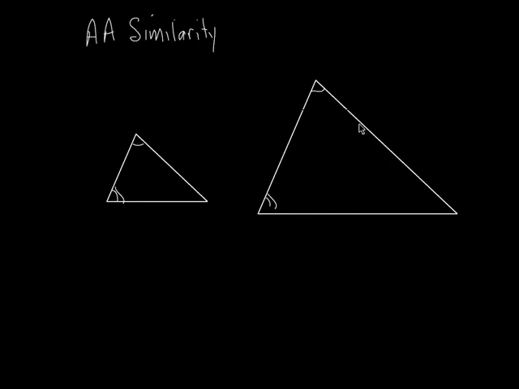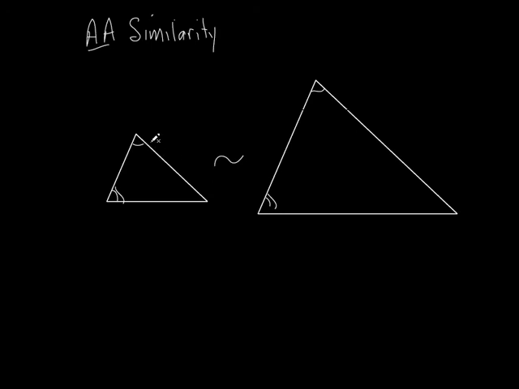So really all I have to do is show that 2 angles of one triangle equal 2 angles of another triangle. If that situation is true, if these 2 angles equal these 2 angles, guess what I could say about these 2 triangles? They are what? Similar. That's right. They're similar to each other. That's all I have to show.